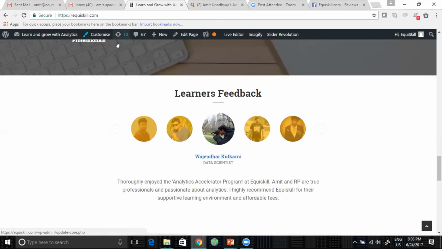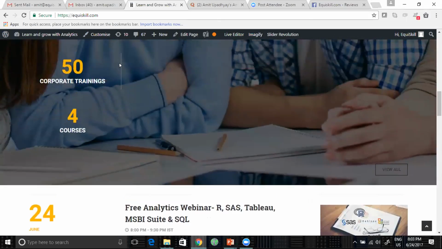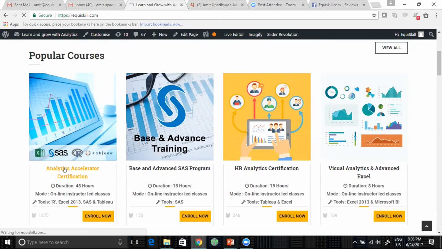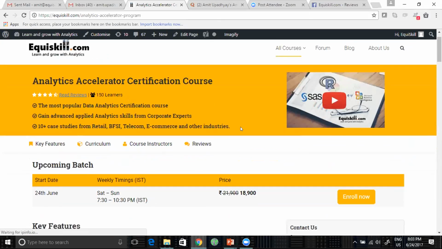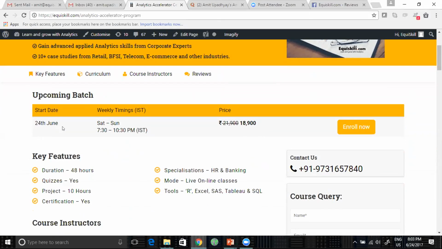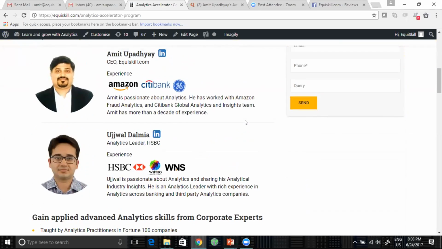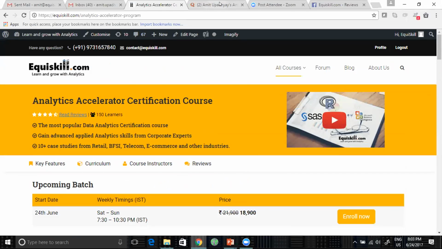The other piece is if you actually click on the Analytics Accelerator certification page, you can get to see the detailed course curriculum for the Analytics Accelerator. And it's starting from the 24th of June, which is today, and the next class is on the 8th of July, right? And the prices that you see here are in Indian rupees because I'm connecting from an Indian IP address. If you're connecting from the US, you might see $289 US there, right? These are the course instructors, so we'll talk about that in a very short while from now.